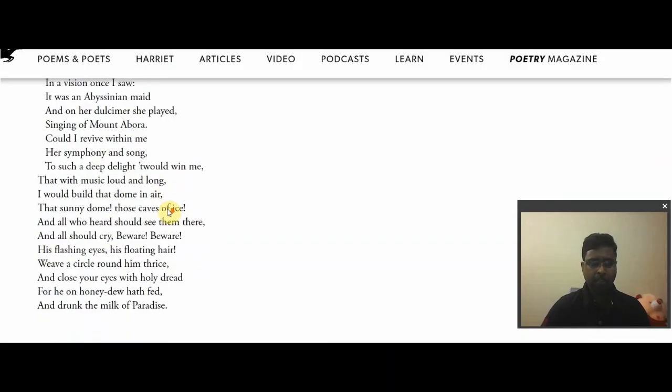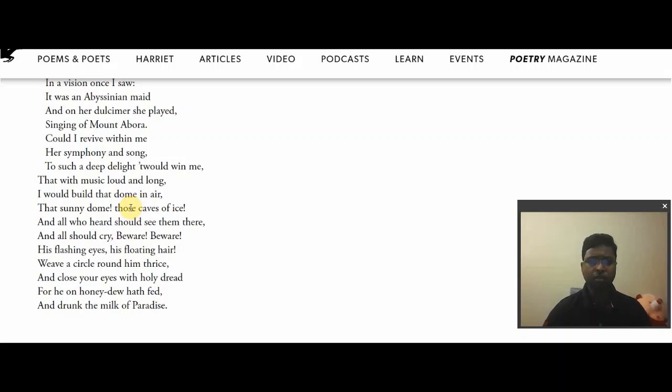Now come back to the text. What is his ultimate intention? Just to create that visionary place, that visionary dome in air, that sunny dome, those caves of ice. Notice again and again his use of exclamatory phrases, exclamatory sentences. How he was enamored by that vision. He was deeply enthralled by that vision.